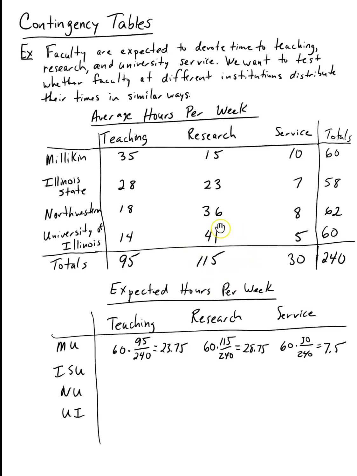Likewise, our estimate for what they spend on research is the 115 over 240. We'll multiply that by the 60 as well, because that's the total number of hours they spend per week, and get 28.75, and then do the same thing for service. So these 23.75, 28.75, and 7.5 are all expected values for what we would expect to see in the Millikan distribution of hours spent per week in each of the 3 categories, if these percentages are good estimates for the common percentages among the 3 categories.